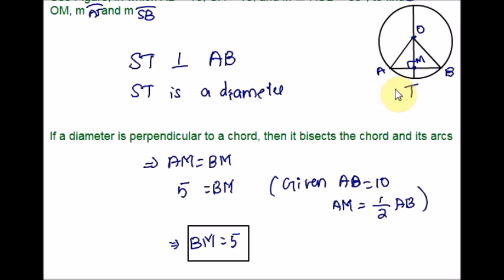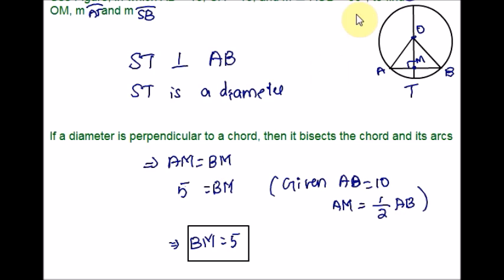Now consider the right triangle AMO. Since OA is given as 13 and we found that AM equals 5, because AM is nothing but half of AB. So OA equals 13, AM equals 5. So OM can be found by using the Pythagoras theorem.